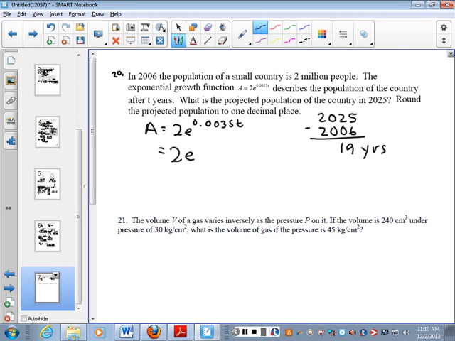So I have 2e to the 0.0035 times 19, which you put into your calculator. Make sure you use parentheses around the exponents. Everybody's is a little bit different. So rounded to 1 decimal place is 2.1 million people.